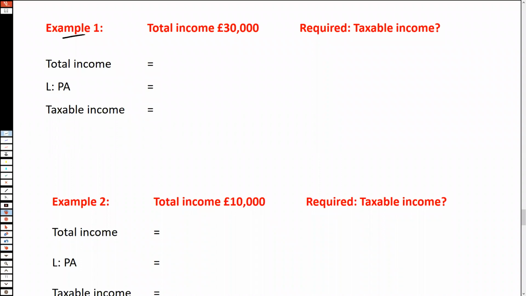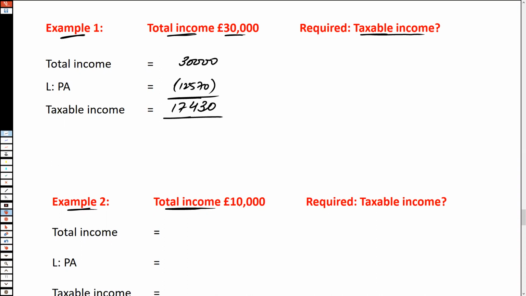Here we have example 1, and the requirement of this question is to calculate the taxable income. Total income is given as £30,000 and you are required to calculate the taxable income. From the total income, 12,570 is deducted as personal allowance, resulting in 17,430 calculated as taxable income.